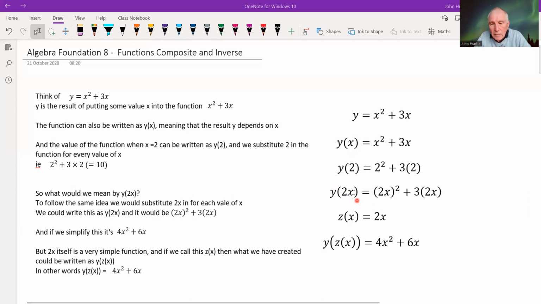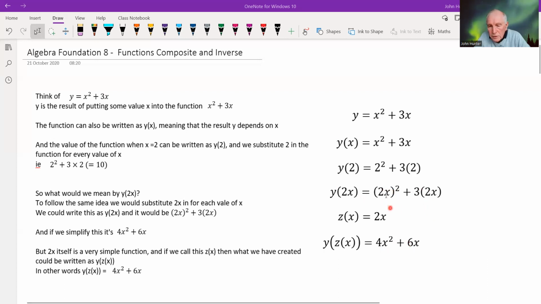Question is, what would we mean if we wrote this y of 2x? Well, what we've done here is with this 2, we've substituted in for every occurrence of x in our function here. So if we follow the same idea and we just substitute 2x in there, then this is what we're going to get. We've got 2x there instead of x, and 2x here instead of x. And if we simplify that, we get this thing here, 4x squared plus 6x.